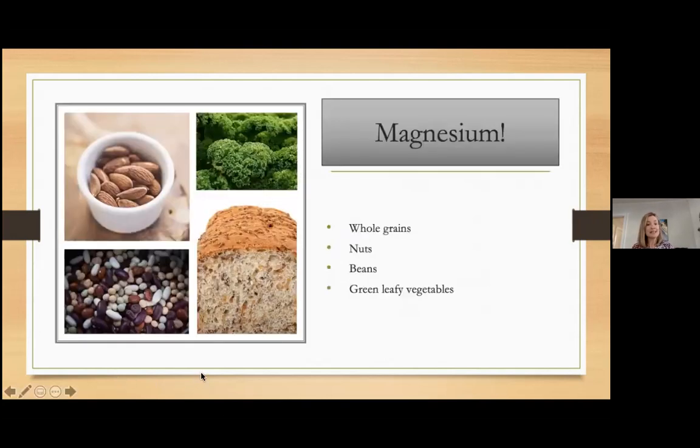Same with magnesium. A lot of people don't get enough magnesium. It's been suggested that maybe some of the soil is depleted of magnesium, so maybe we're not getting as much magnesium as we used to. Whole grains, nuts, seeds, beans, and especially green leafy vegetables have a lot of magnesium.